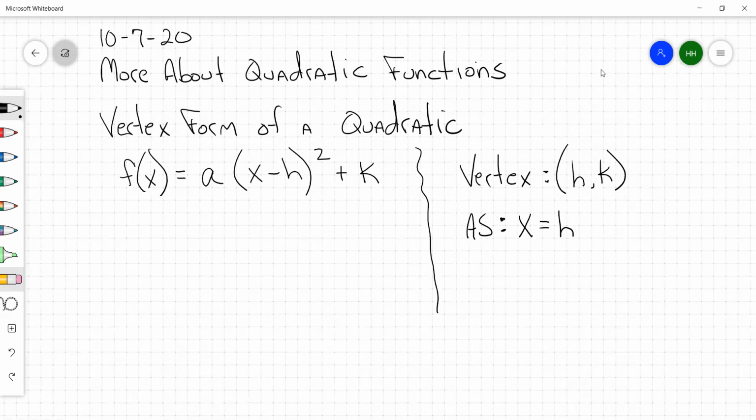Now, the next thing we're going to talk about is a minimum or maximum. Then we're going to talk about the domain and then the range. All right, and all of that information comes from the equation when it's in vertex form. So now, this a value right here.